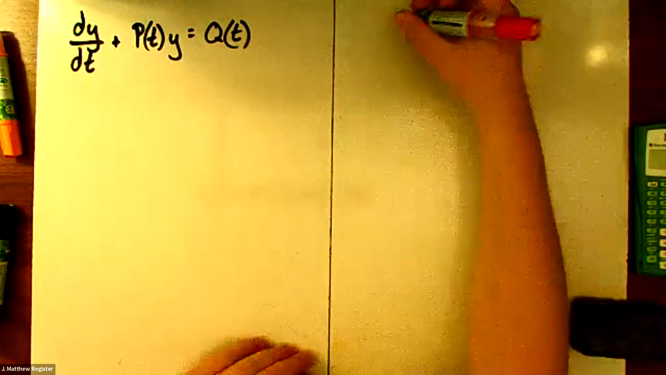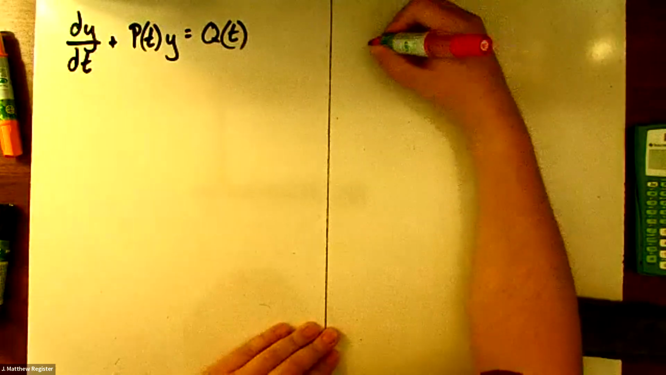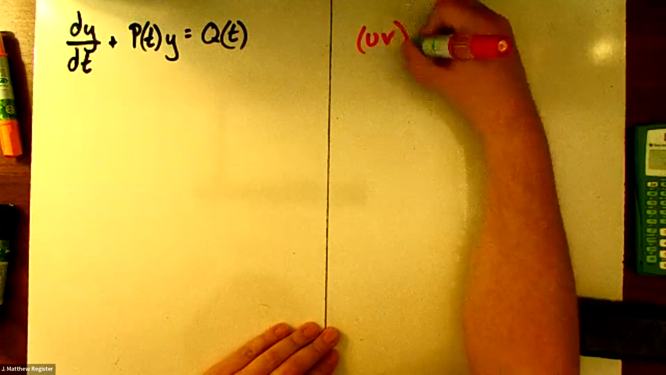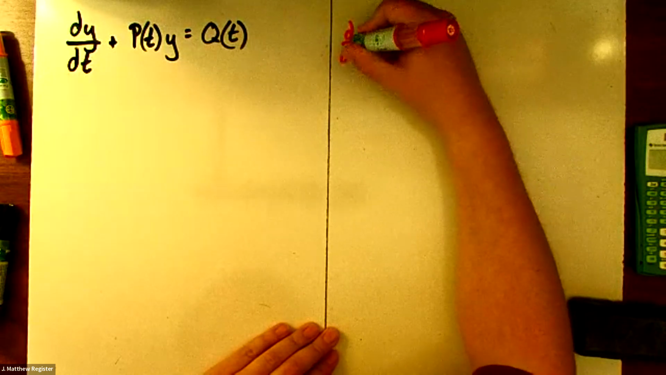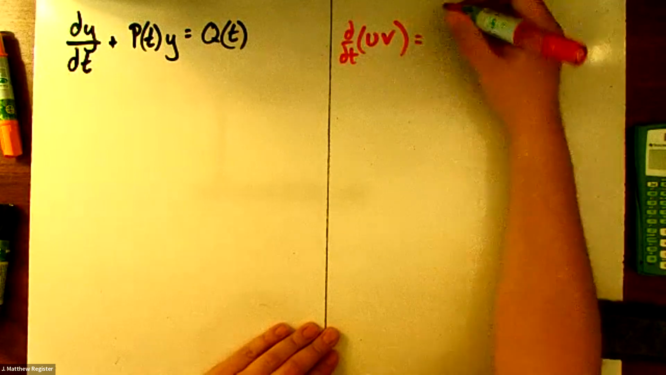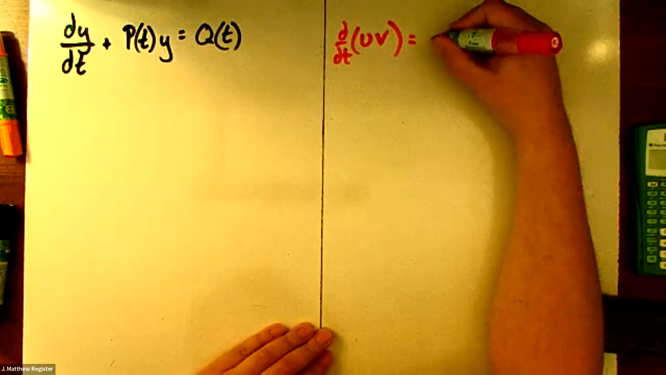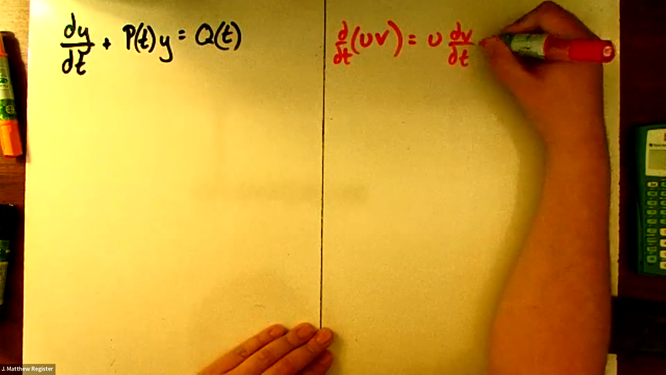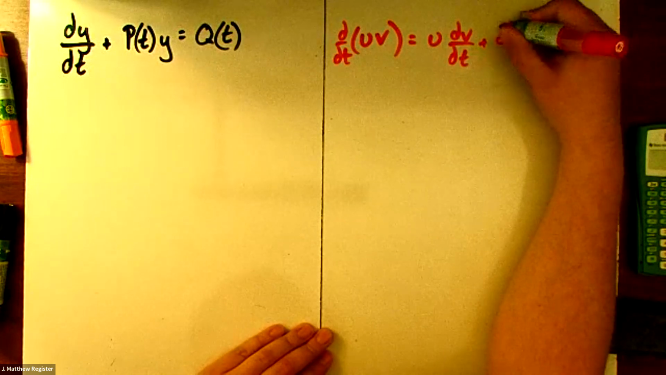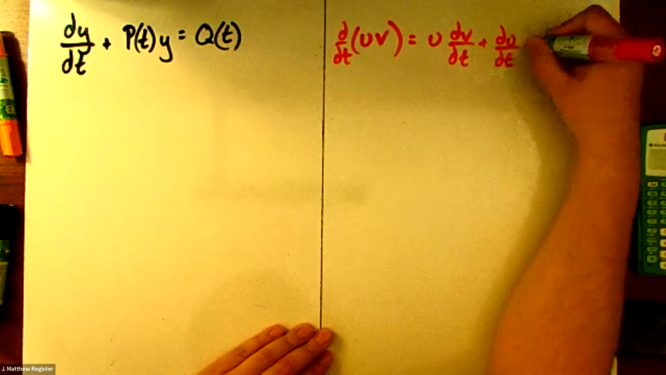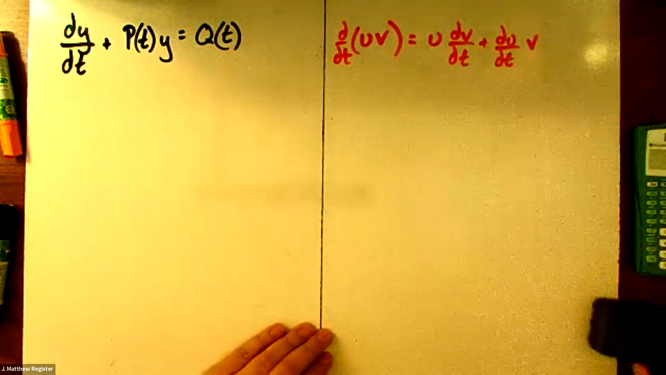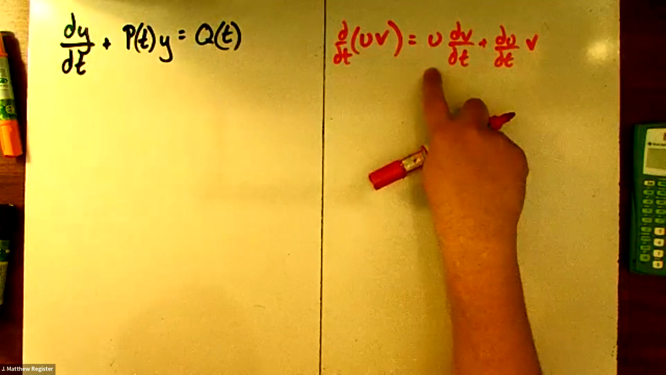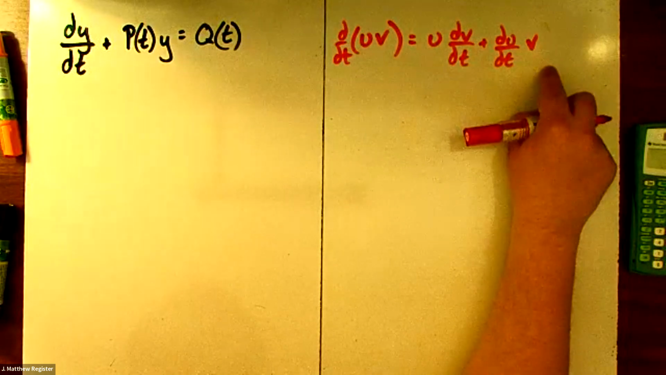The product rule, if you remember correctly, is u times v. When we take the derivative of this, d/dt of this, we would get u times dv/dt plus du/dt times v. And that's our product rule. It's the derivative of one times the other, and then the derivative of the other times the one.